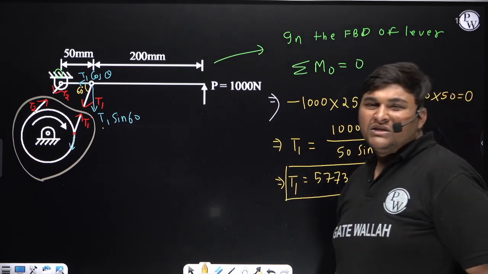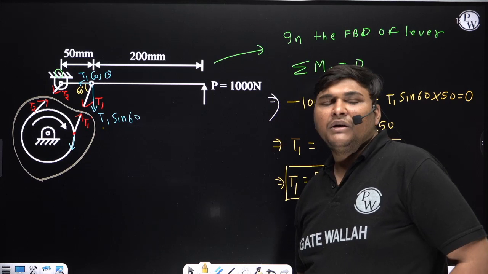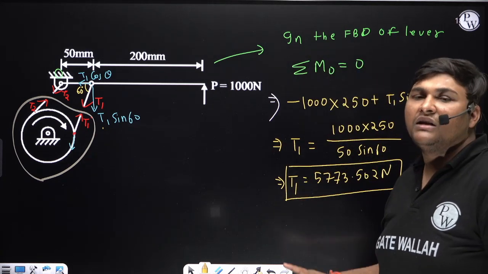Now, since mu and theta are given, we can find the relation between T1 and T2. Since we have already calculated T1, from that relation we can calculate T2. How?